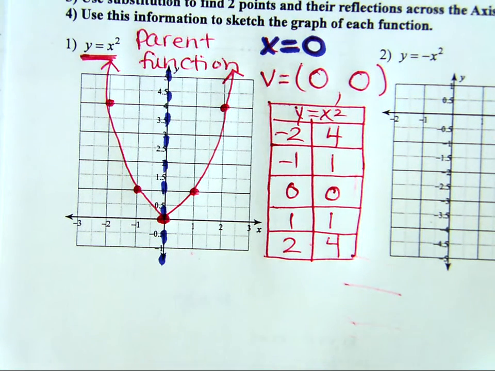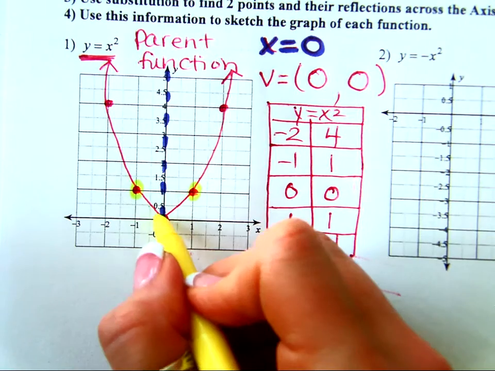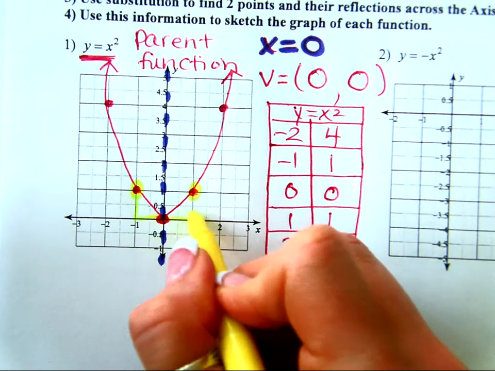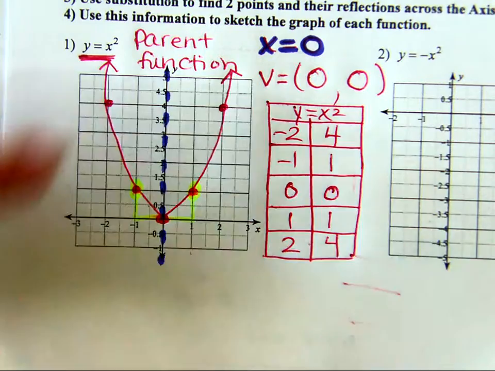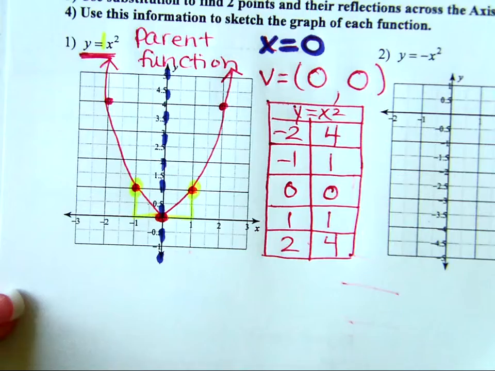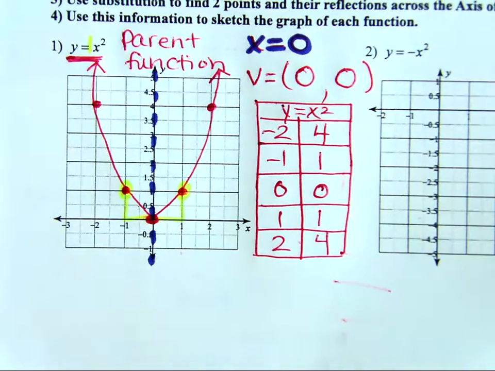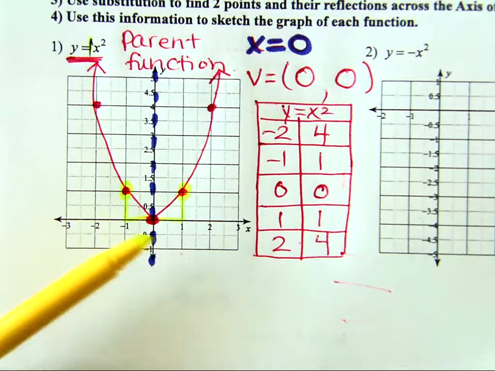And in a parent function, here's your hint. This only works for certain ones. To know where your next 2 points are, it's just 1 up and 1 over, or 1 over and 1 up. That's if nothing happens with the width. See how the coefficient is 1? This is a little hint for when the coefficient is 1, you know that your next point is just going to be 1 up and 1 over.